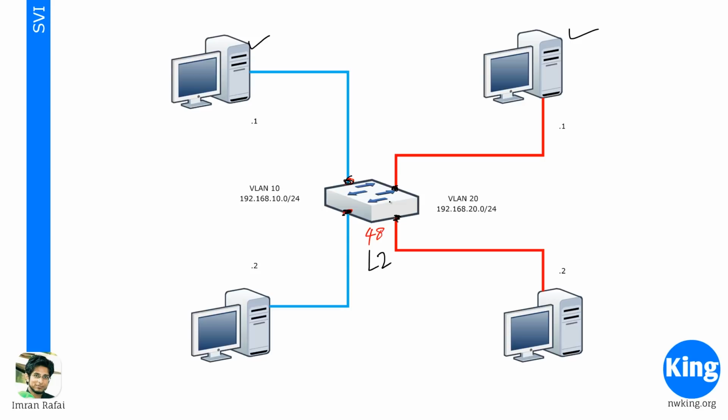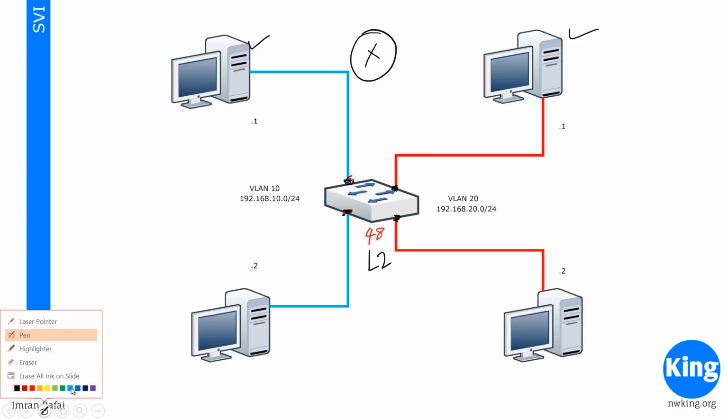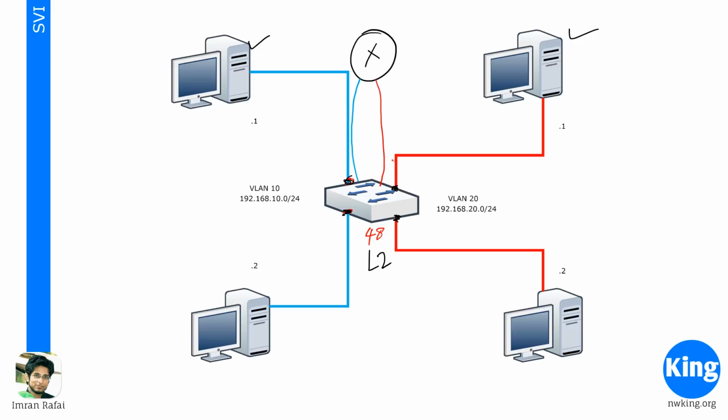How do we solve this problem? We can solve this problem by using a router, right? With a VLAN 10 port, so let's say VLAN 10, I'm going to use blue, I can have one interface of the router connected to a VLAN 10 interface on the switch, and another interface connected to a VLAN 20 interface, right? We can do this, absolutely no problem.